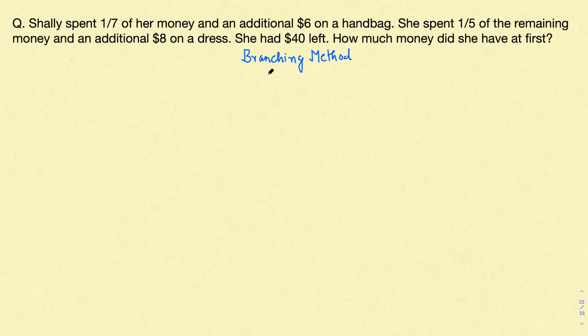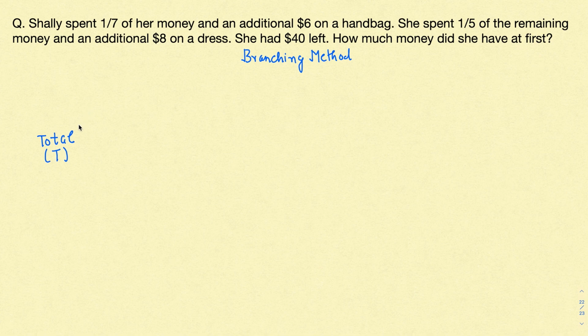In the branching method, we start with the total, and then we start making branches according to what information is given in the question. So let's see an example here. Let's say the total amount of money Shally is having is represented by total here. In short form, let's say this is the total amount she's having.